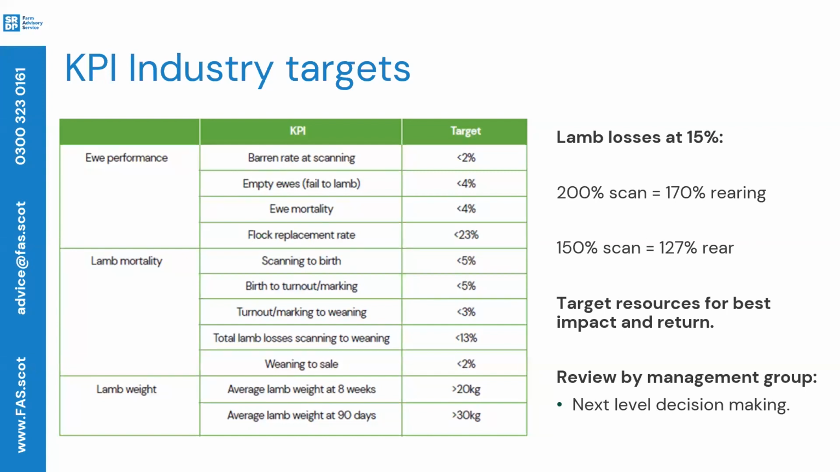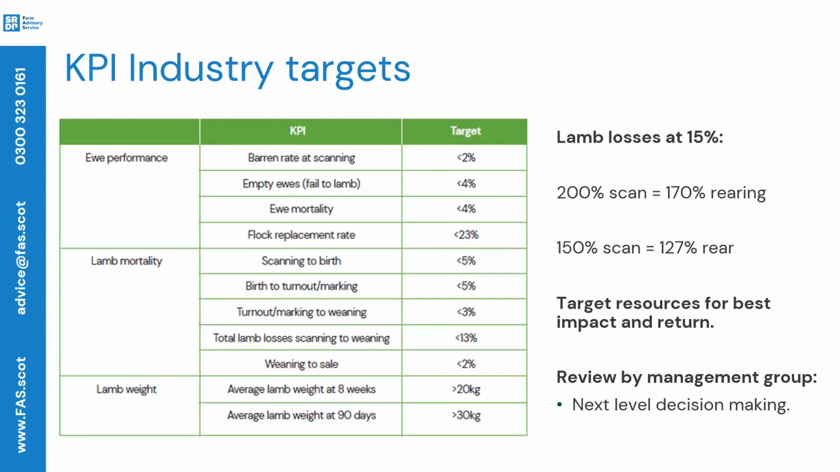We're also looking for a flock replacement rate of around about 23%. Again, this is driven by ewe mortality, but also depreciation on those ewes in terms of loss of teeth and mastitis and things. So it's a bit of a reflection on if something's going wrong. But some flocks will choose to turn over their flock faster to achieve genetic gain. So it's one to take with a bit of thought.